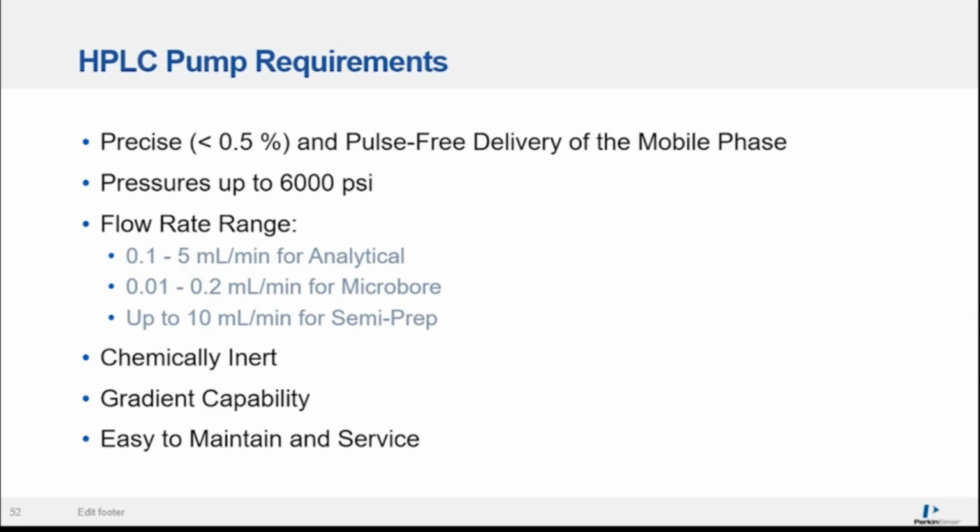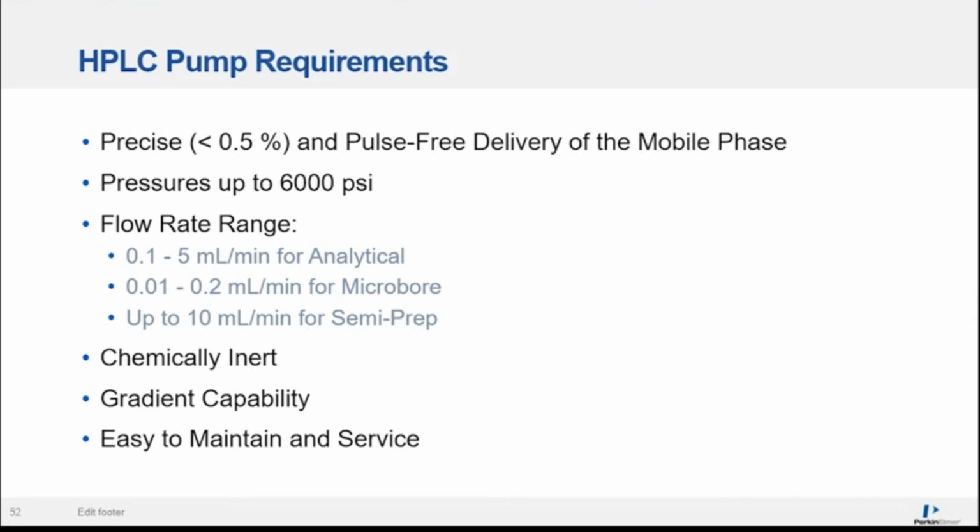Most of us will be operating in the analytical flow rate range, and that means we'll be operating somewhere between 0.1 to 5 mils a minute. We would also like our pump to be chemically inert, not add any peaks to our chromatogram, be able to do gradients, and be easy to maintain and service.